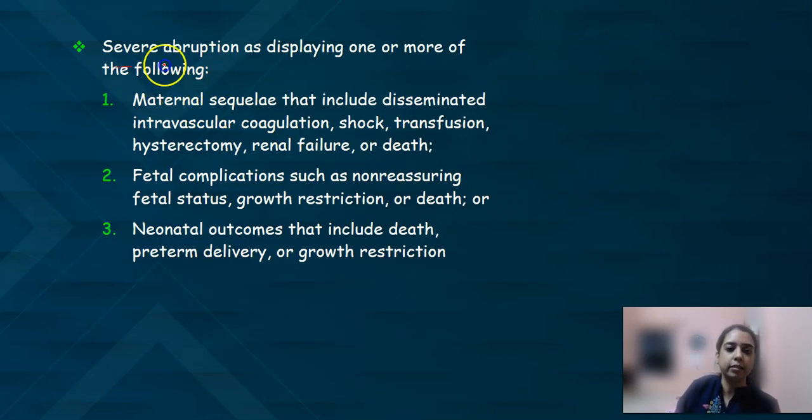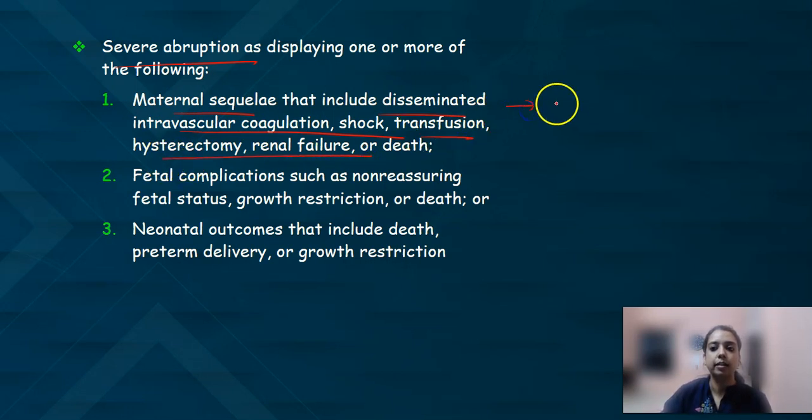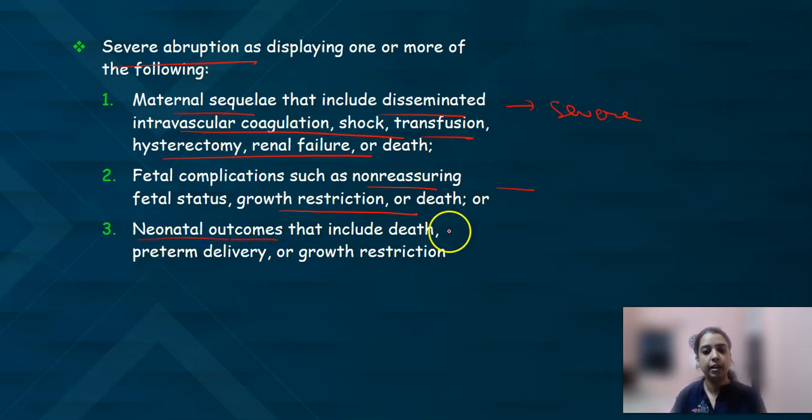Sometimes what is asked is, what are the signs of severe abruption? Severe abruption basically is not depending on how much blood has been there. That you cannot know. Severe abruption is based on the sequelae in mother and baby. So mother having DIC, shock, or needing transfusion, renal failure, they all indicate that your abruption was severe. Similarly, fetus, in which there is abnormal heart rate or fetal death or restriction, is again indicating a severe abruption. If the baby has been born safely, then preterm delivery or growth restriction are a sign of severe abruption. It is important to know that your abruption was severe.